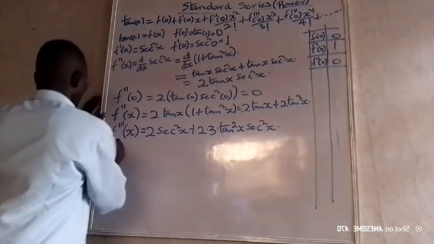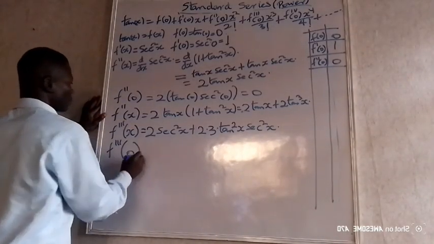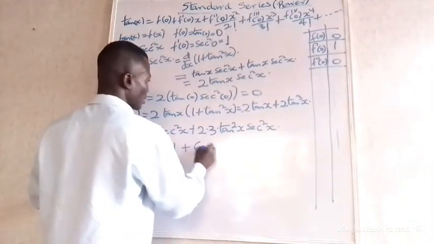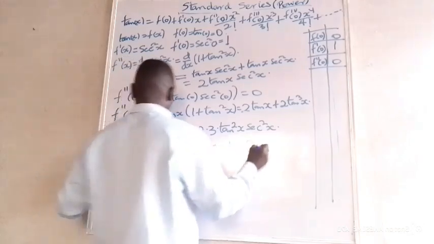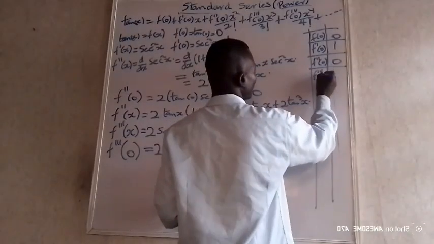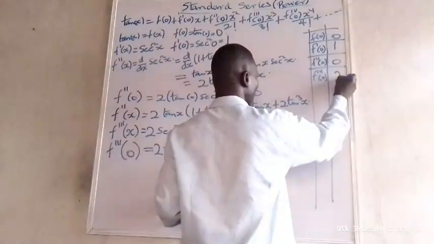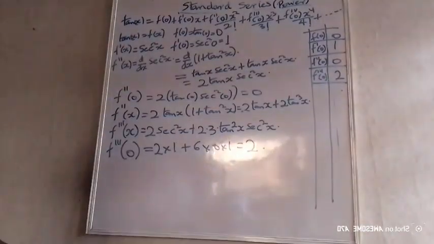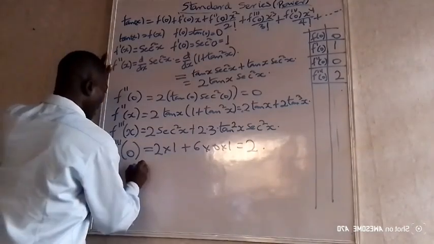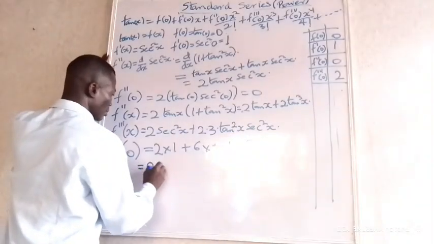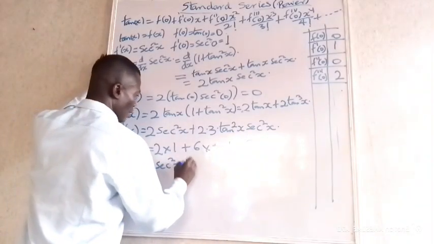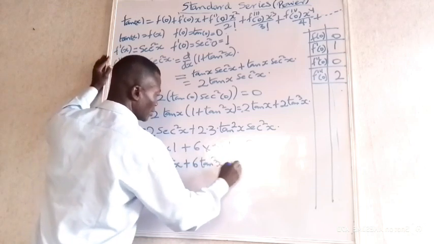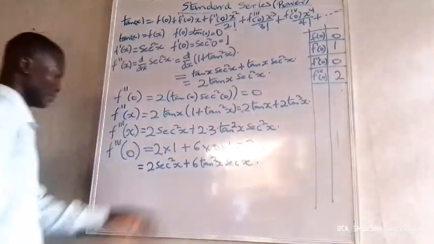So now, the third derivative at 0 will be 2 times 1 plus 6 times 0 times 1. So the third derivative f3(0) is equal to 2. Now, let's get the fourth. So let's complete this one now. I have this one to be 2 sec squared x plus 6 tan squared x sec squared x.